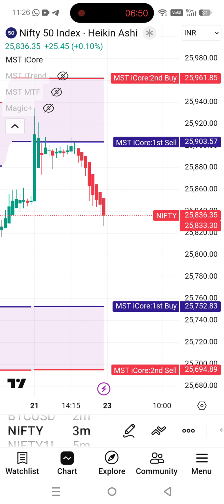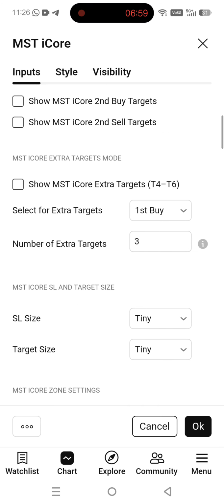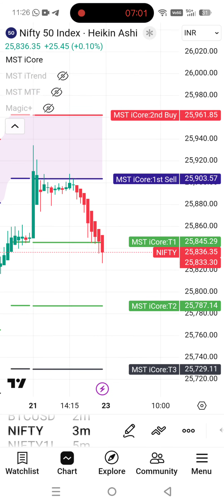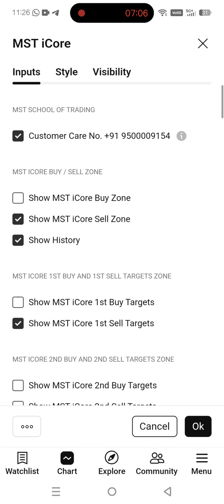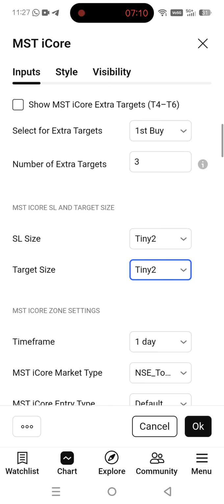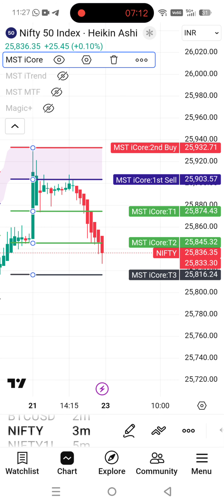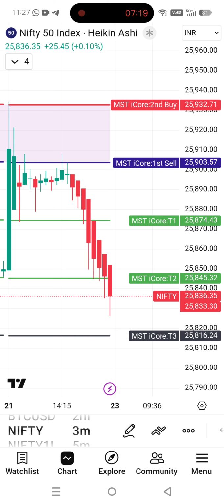Exactly, sell got activated and two targets hit, I think. Let me check this. One target in tiny session is given, but actually what we'll be doing is keeping minimum tiny 2 stop loss and tiny 2 target, but for Nifty we can give tiny 3 also. Now you can see exactly sell triggered and almost 3 targets perfectly hit.